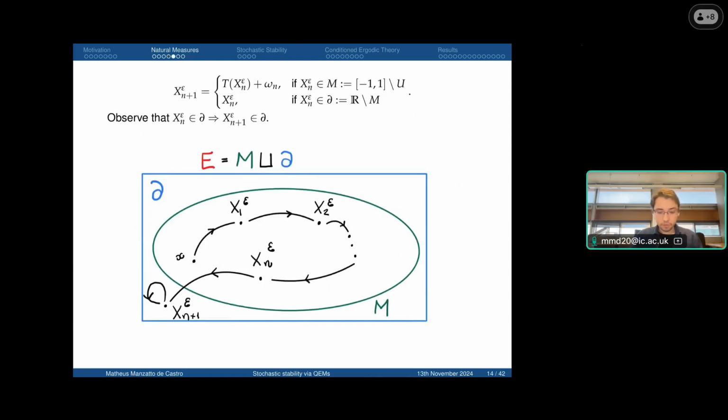A picture is something like this. I have my M, that is the region of interest, and I have the complement of M, which I'm calling here partial due to historical reasons. I will be iterating my Markov chain. If I go out of my region of interest, then I stay still. Observe that this is what people in Markov chains call an absorbing Markov chain, because if you are in the boundary, then the next iteration is in the boundary because I'm staying still. So I have what they call an absorbing Markov chain.